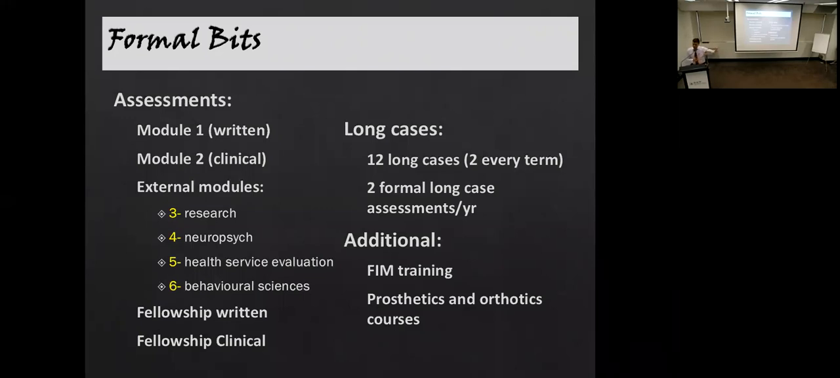Upper limb and lower limb prosthetic courses are run. Sydney runs both of them. Then you have some in Melbourne as well. The Sydney one is definitely a lot better than Melbourne. There's a bit of bias because it runs at Prince of Wales.